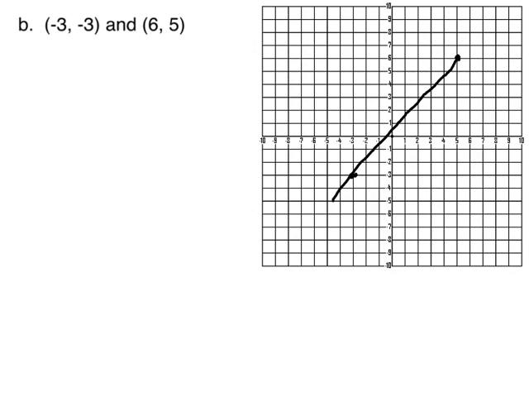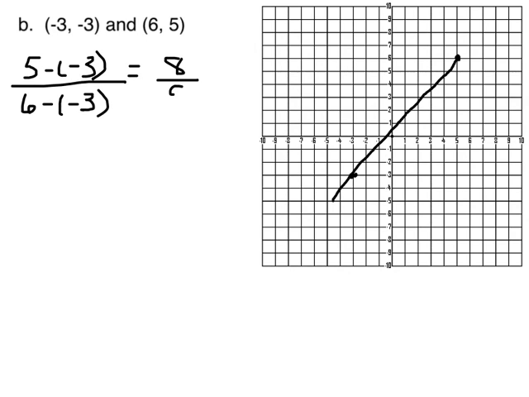Alright, we're going to use our slope formula. So we're going to say 5 minus negative 3, which is actually plus 3, and 6 minus negative 3, so that's plus 3. So we have 5 plus 3 is 8, and 6 plus 3 is 9. So our slope is actually 8 over 9. And then I'm going to take y equals 8/9 x plus b, and I'm going to find b.